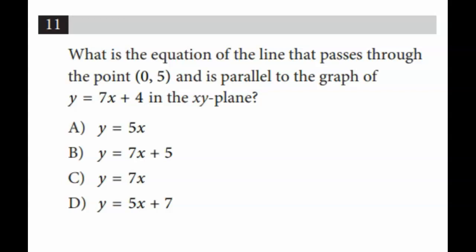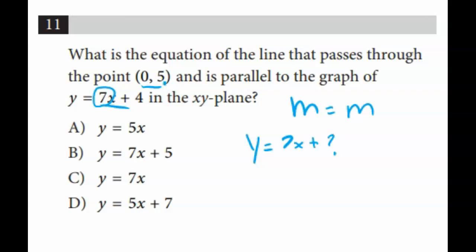Number 11. What is the equation of the line that passes through point 0, 5 and is parallel to the graph of this? All right, so what they mean by parallel is when you have two parallel lines, it means their slopes are the same. So m equals m. So if we find the slope for y equals 7x plus 4, we know that it's 7. So that's the hint that they're giving us. So we know for this new line, it's going to be y equals 7x plus what? And so that's what we need to find.